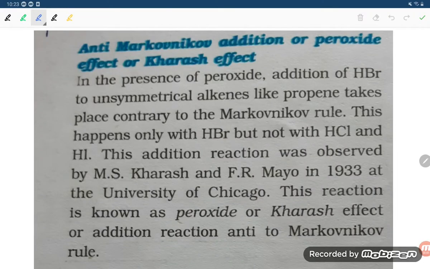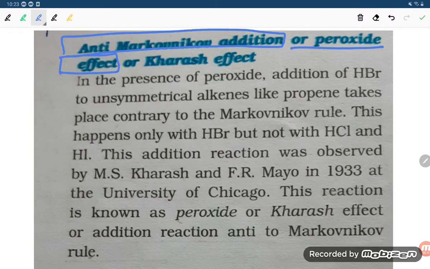Hello students, now let us try to understand Markovnikov's addition. So Markovnikov's addition, also known as the peroxide effect, or the Kharasch effect, right students?